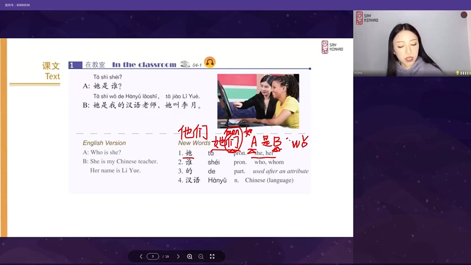Next word is 谁, shéi. The initial is sh, the final is ei, and the tone is second tone. Read after me.